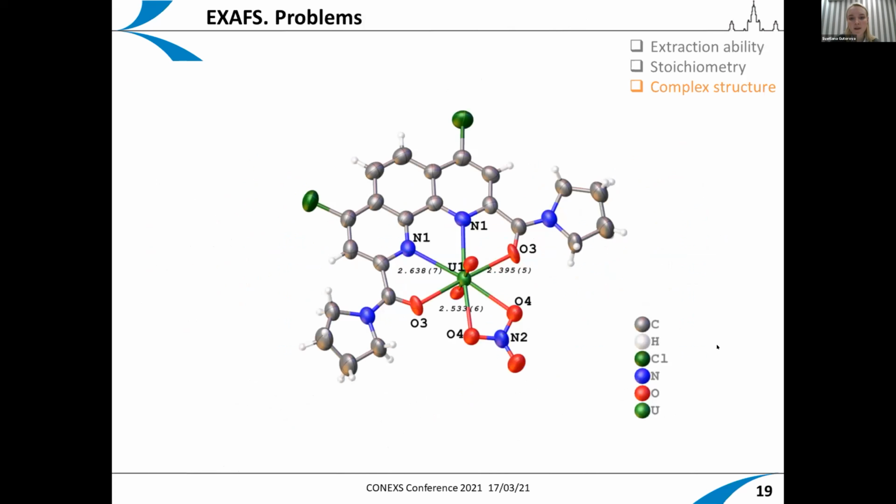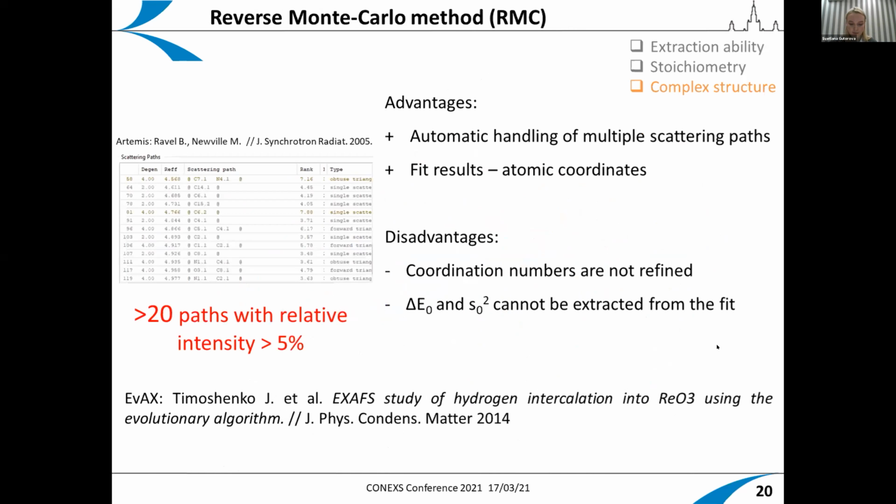They can be extracted, yes. They are extracted during the fit in EVOX. And are the values more or less what you would expect? Yes, the values are more or less similar to what we get while fitting with Artemis. Okay, thank you so much.